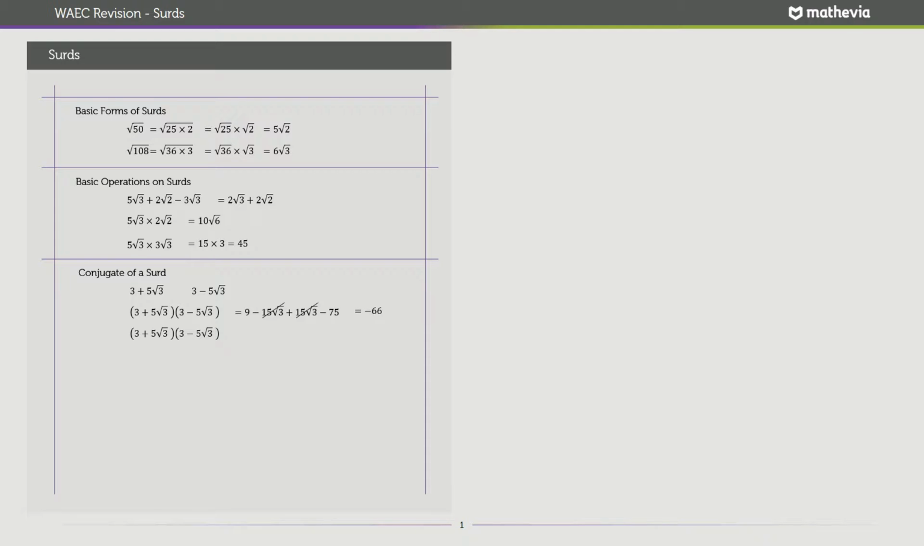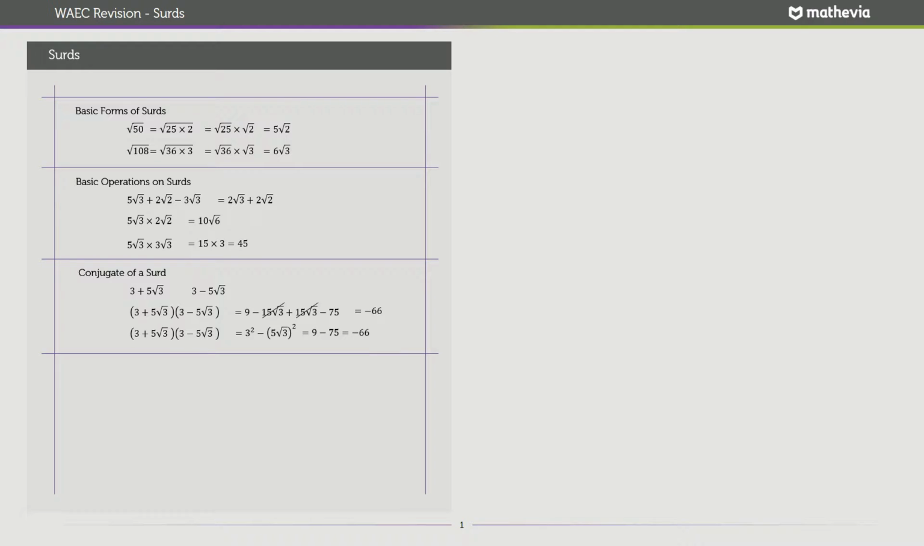Or if you just apply the law of difference of two squares, if you recall, it applies here, and you just square the two terms and find the difference of the two, and you still end up with minus 66. The very important property of the conjugate of a surd is that if you ever multiply a surd by its conjugate, you will end up with a whole number. Multiplying a surd by its conjugate gets rid of all the surds in the expression, and you will most definitely end up with a whole number.